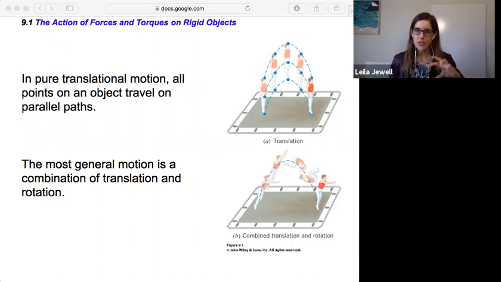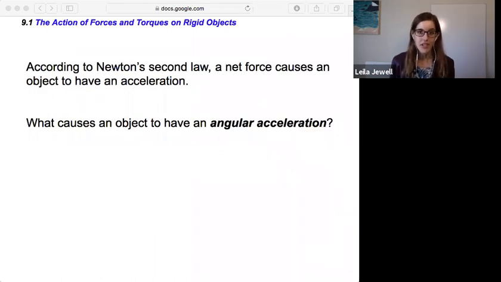Now, in order for the gymnast to spin in the air, that's an angular acceleration. So let's think for a moment about what could cause that. Well, according to Newton's second law, once again, this equation pops up, a net force will cause an object to have an acceleration, F equals ma. Cool. What causes an object then to have an angular acceleration? It's not going to be exactly a net force. It's going to be a new topic known as torque.